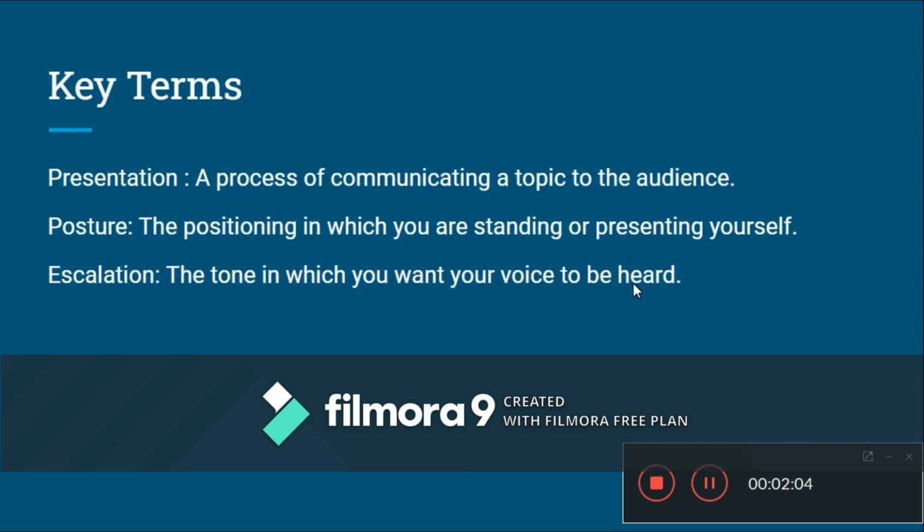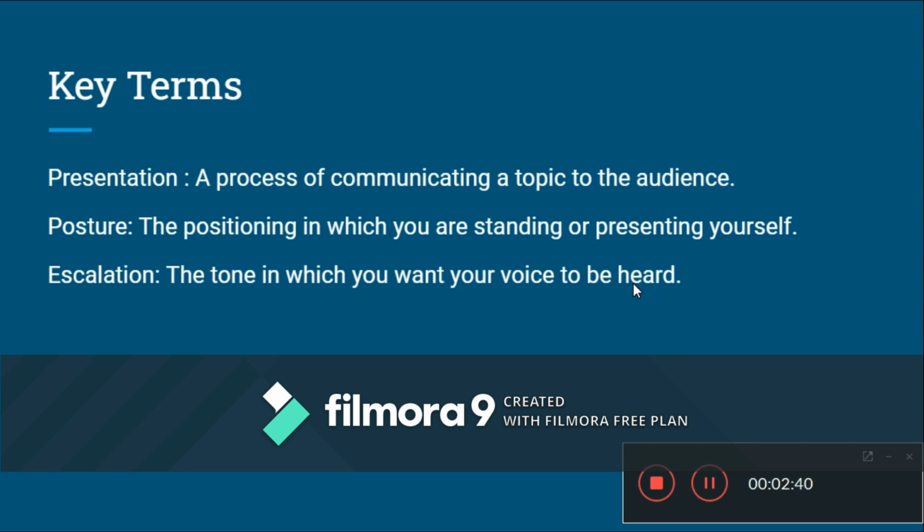Key terms. So the key terms that I wanted to do, and we will continue the key terms: presentation, and that's the process of communicating a topic to the audience. That's very important because that is what's actually being done. You're presenting the topic to the audience. Your posture. Keeping your posture in line is very important because you don't want to be standing with your hands in your pockets and things like that. Just things to keep in mind while you're presenting your topic to the audience, especially if you want to keep your audience interested. So a lot of hand movements may help.